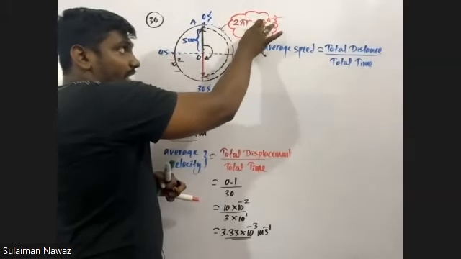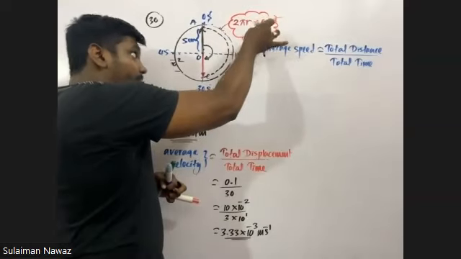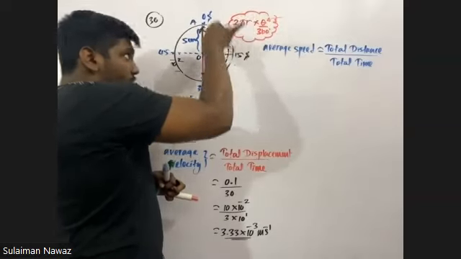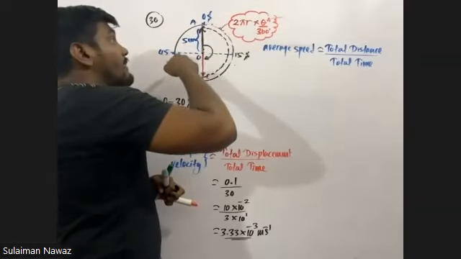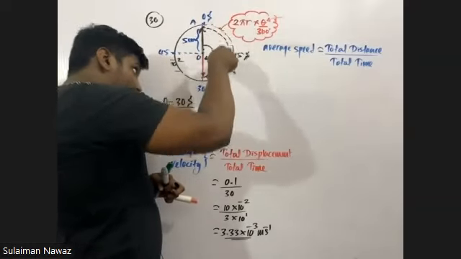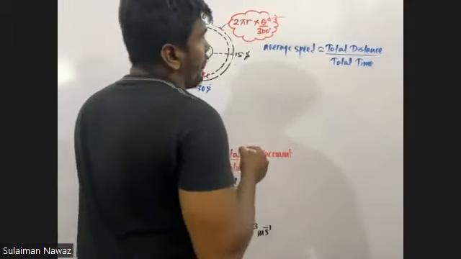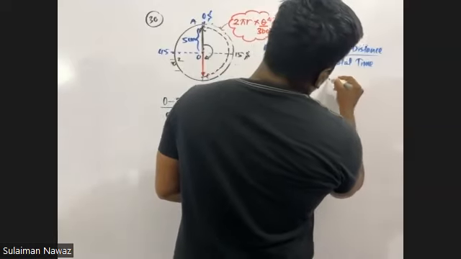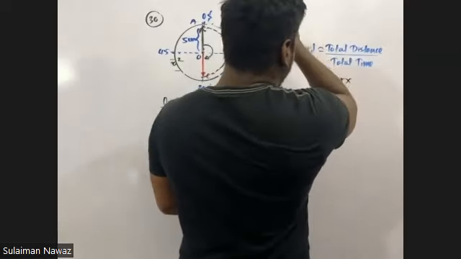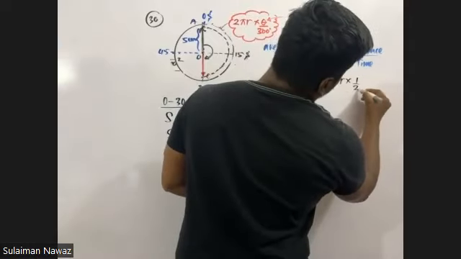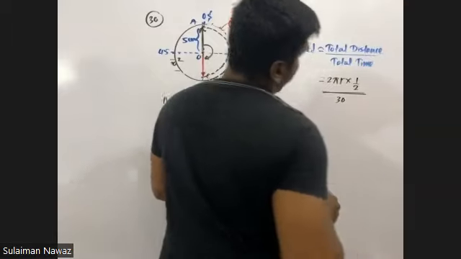2πr into theta over 360, and your theta is 180 over 360. That means half. So 2πr means total perimeter of your circle. Half of that perimeter is equal to this arc, right? So you can say total distance is 2πr into 180 over 360. That means half. Or what? Total time is 30 seconds.